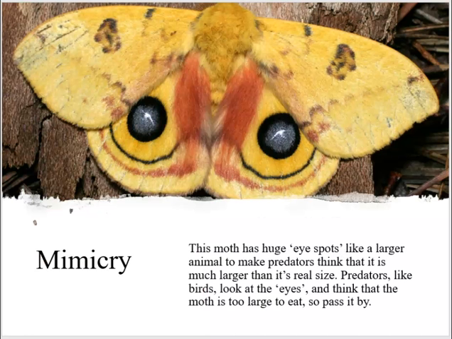So here we have another example of mimicry. This moth has huge eye spots like a larger animal to make predators think that it is much larger than its real size. Predators like birds look at the eyes and think that the moth is too large to eat, so they end up passing it by. And this is an example of the moth protecting itself. So it's using protection in mimicry.